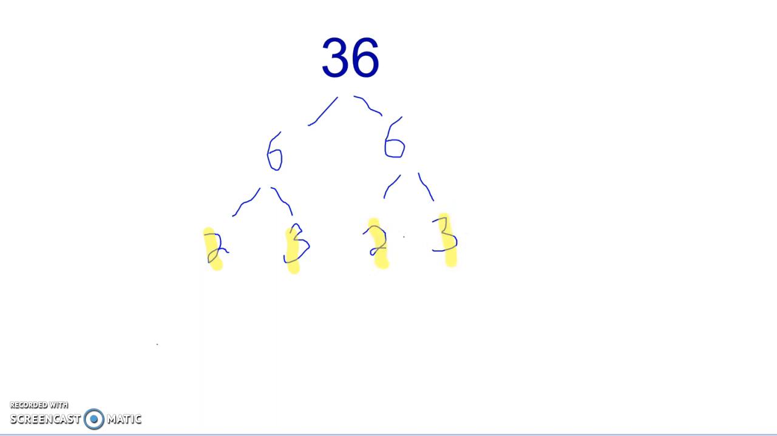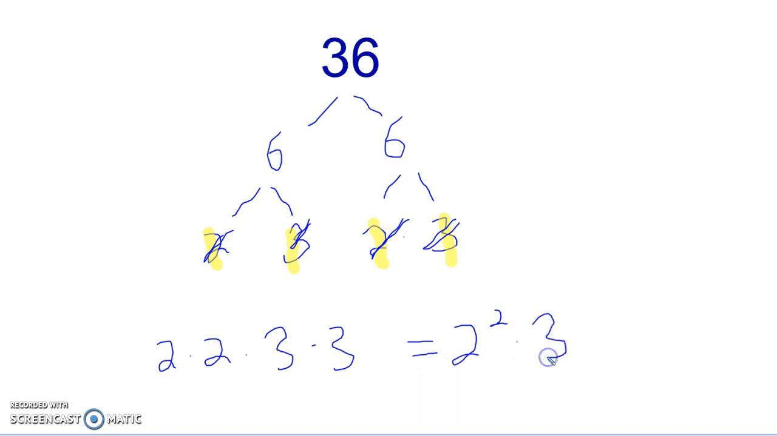So 36 is going to be 2 times 2 times 3 times 3, and I put them in order by value. So I did the 2, 2, and the 3, 3. And then if we write this with exponents, that would be 2 squared because there's 2 2's, and then 3 squared because there are 2 3's. So the prime factorization of 36 is 2 squared times 3 squared. And that is prime factorization.